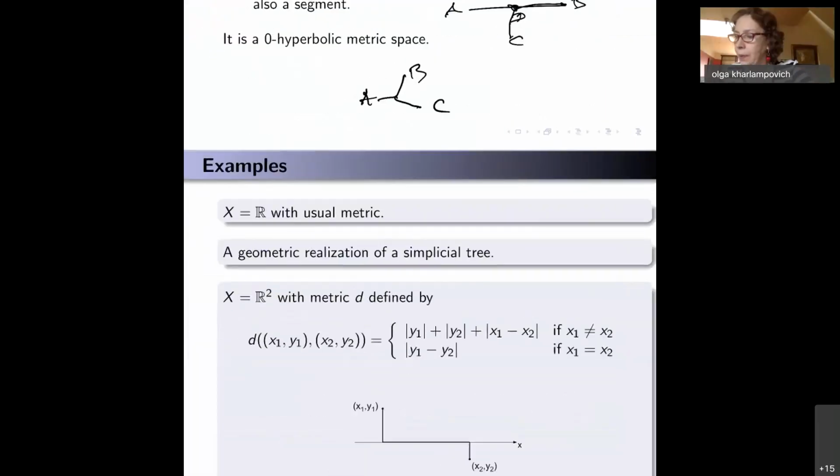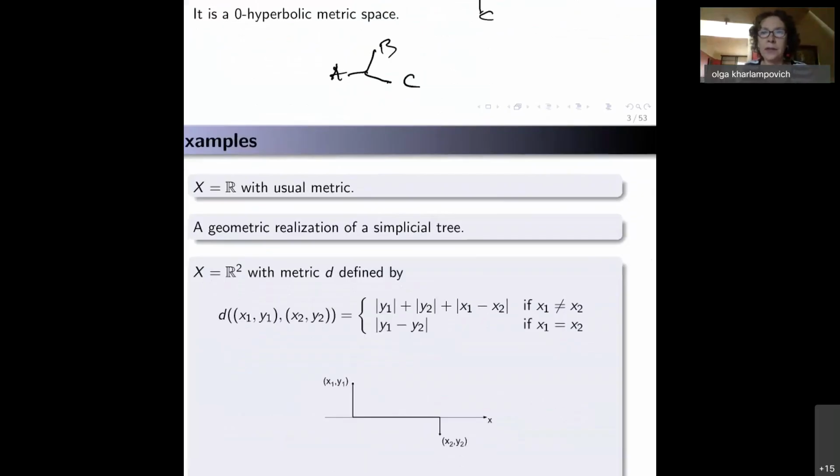First of all, the real line is an R-tree. We just think about the real line, and every two points are vertices of a real tree. The distance, the metric, is just the distance between these points along the real line. Then also a geometric realization of a simplicial tree.